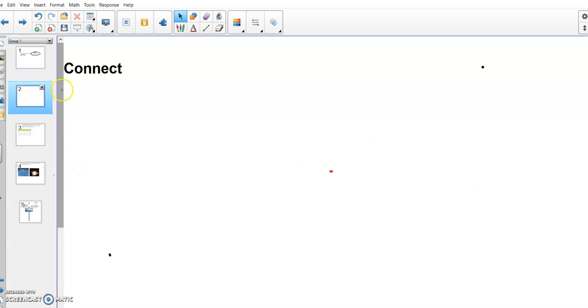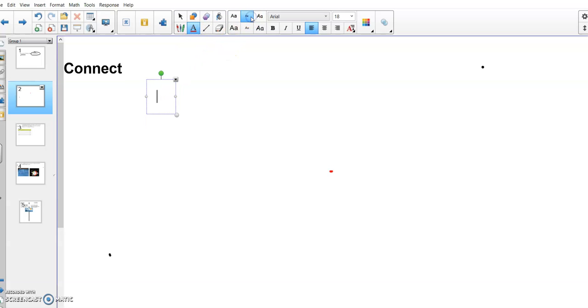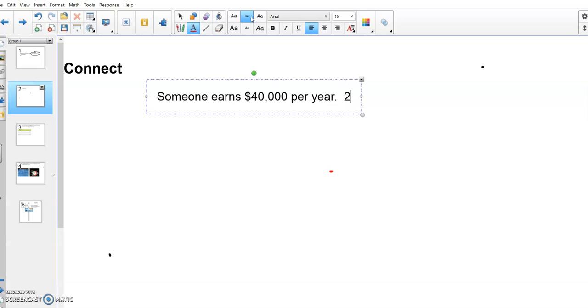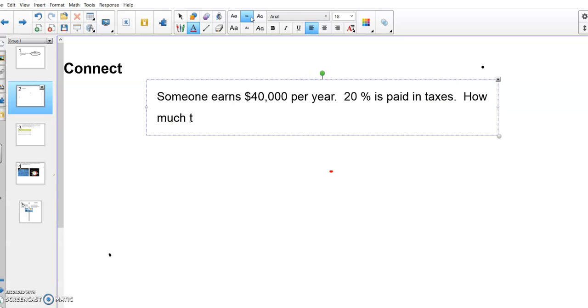So we've been talking percents. We've talked about problems like, I can make up on the spot here, maybe someone earns $40,000 a year, and they pay 20% in taxes. How much do they pay in taxes? And that's the kind of problem we've been looking to do.